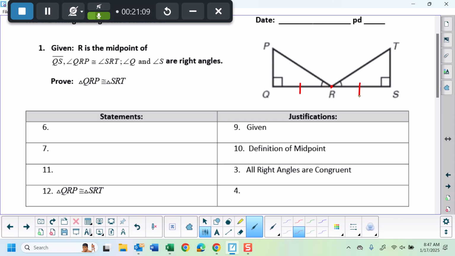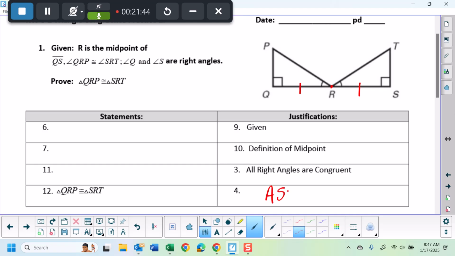So when you fill in your statements, you have your given. You know that QR, the distance from Q to R is the same as the distance from R to S by the definition of midpoint. How about those numberings? Don't you love it when Word takes over and numbers things? Did we fix it on your paper or is it square too? Yeah. At least it's in order from least to greatest, right? Not really on the justifications. So much for that, right? Definition midpoint, all right angles are congruent, and then we have our congruent triangles by angle side angle.